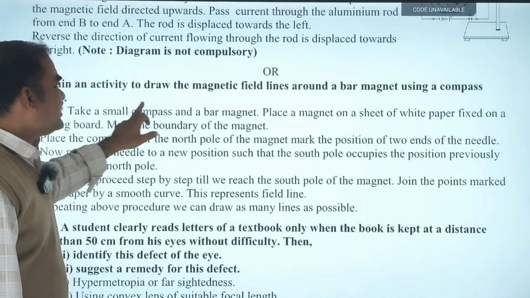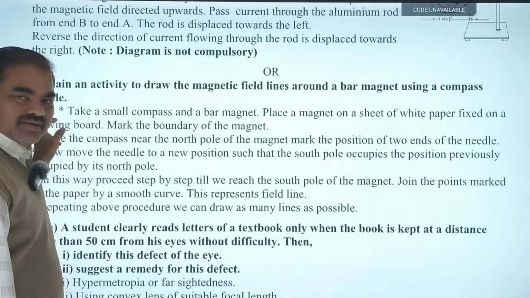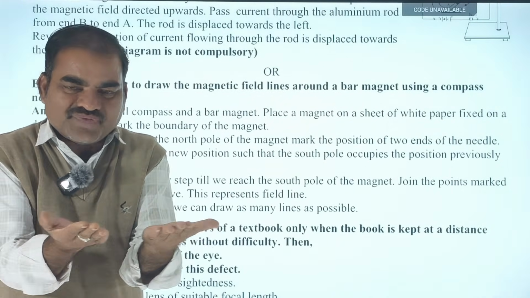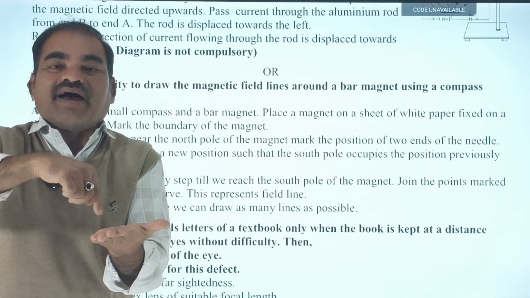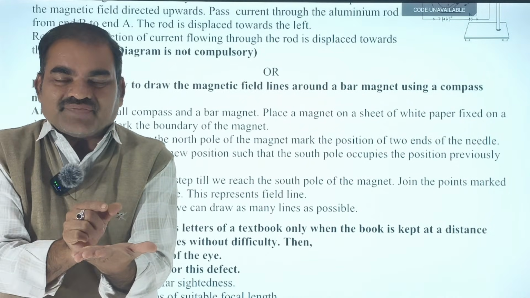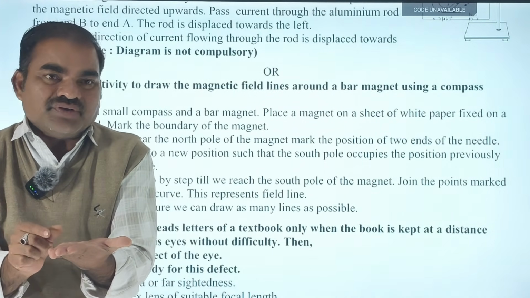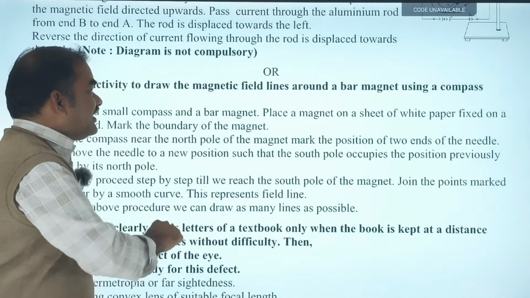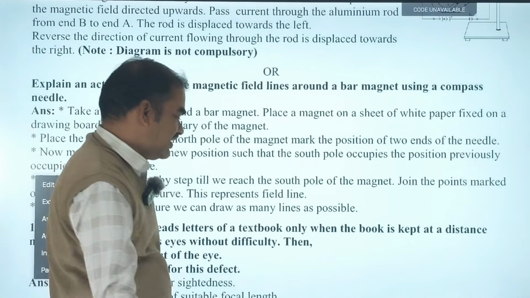Next one. Explain the activity of magnetic field lines around a magnet using a compass needle. Okay, one magnetic compass. First, what you have to do is fix a plain white paper to a cardboard. On that you have to keep the magnet, and we have to mark the borders of that magnet. Then we have to take one compass. We have to keep it at one end, either the north pole or the south pole, and you have to note the deflection. Then coming to the other pole, you have to take the deflection. If you continue in that direction, the magnetic field lines will form a curve.